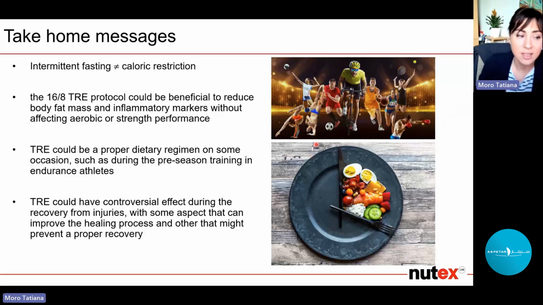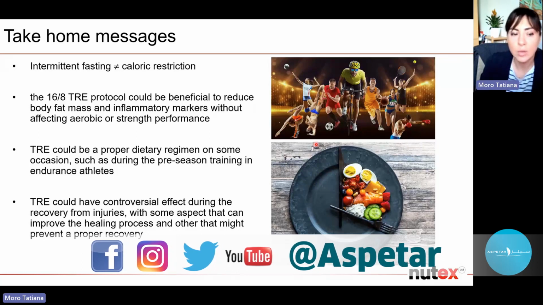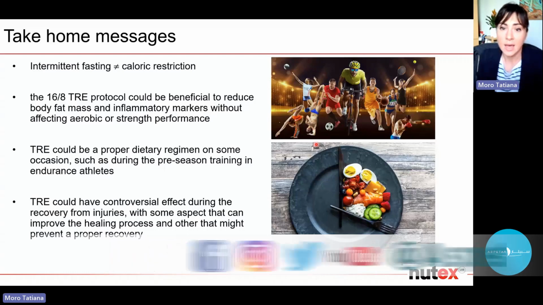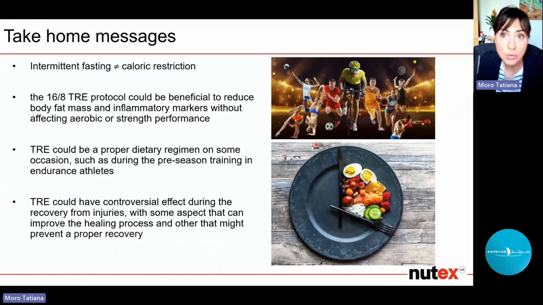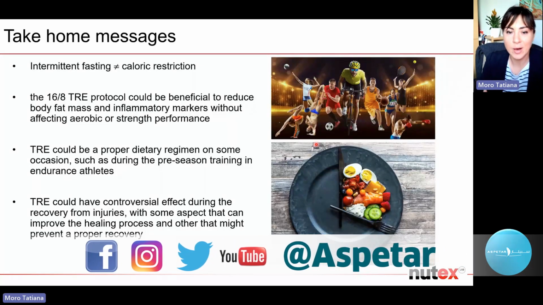On the other side, time-restricted eating is a bit controversial when we speak about recovery from injuries, with some aspects that can make us think that it could be useful, but others that are not helpful because it's not helping to improve muscle mass. So I hope you enjoyed the talk.